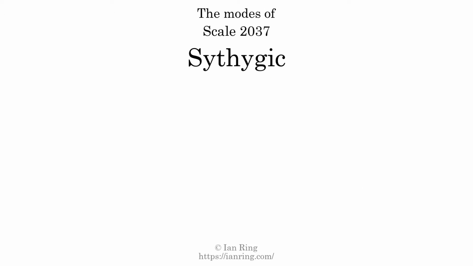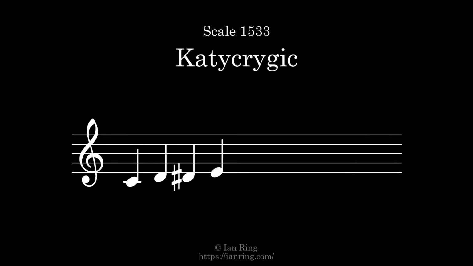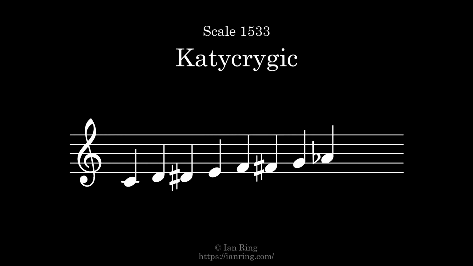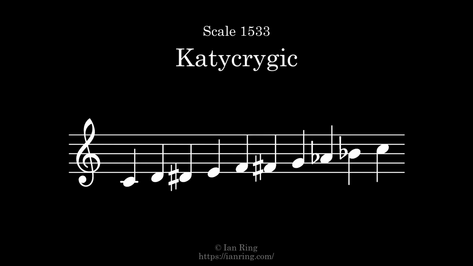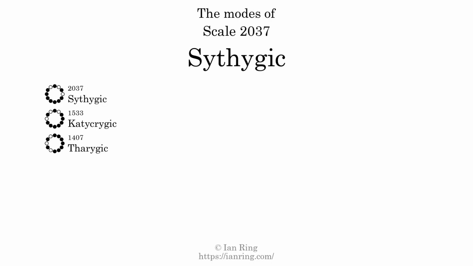This scale has 9 modes. The first mode is itself. The second mode is scale 1533, also known as Heteromorphisms. It sounds like this. The third mode is scale 1407, also known as Sythygic. It sounds like this.